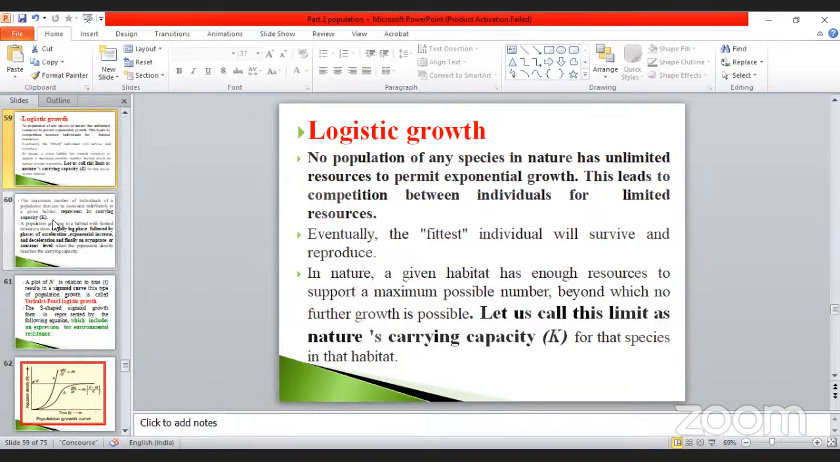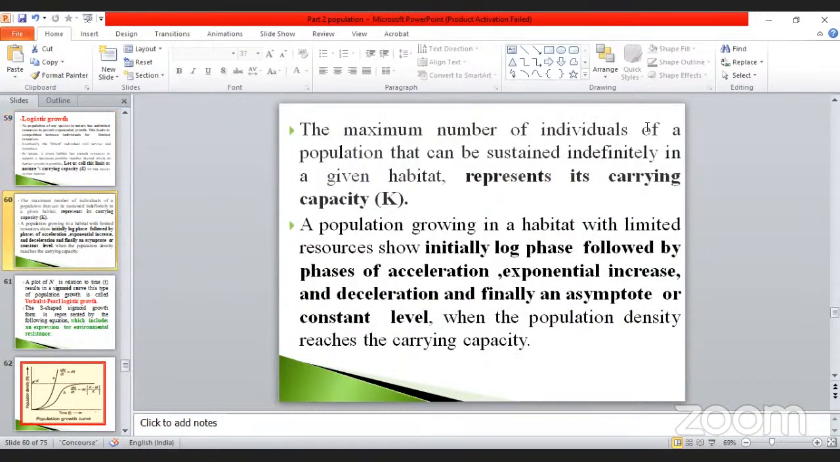Okay, my dear, see the next one. The maximum number of individuals of a population that can be sustained indefinitely in a given habitat represents its carrying capacity. For example, take an individual, any human being or animal or plant or tiger or birds or reptiles, whatever it may be. Already we discussed this also, denoted as K.